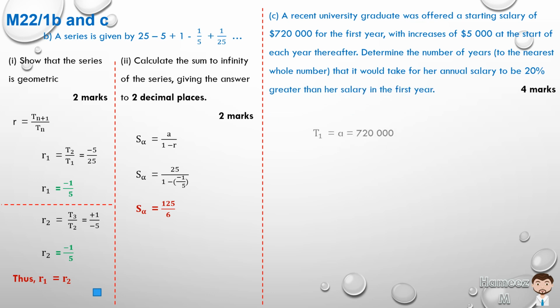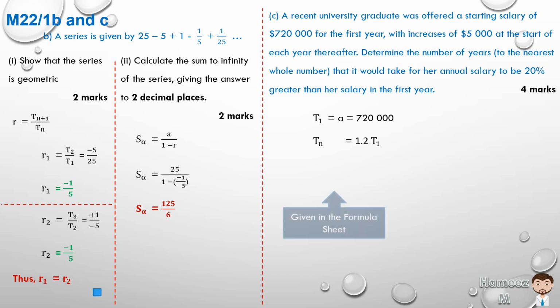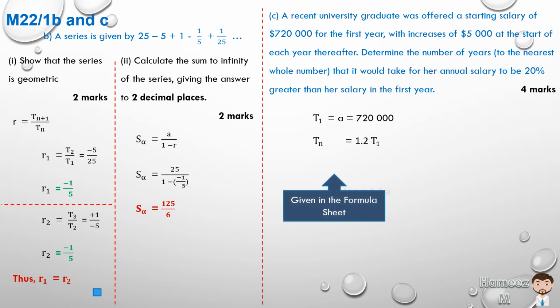So let's write T1, the starting salary, which is a, is equal to $720,000. And what we want to find is Tn, the nth year, which is 1.2 times T1, which is 20% more than her starting salary. So we know the formula for Tn that's given in the formula sheet, so let's write that: a plus (n minus 1)d is equal to 1.2a.